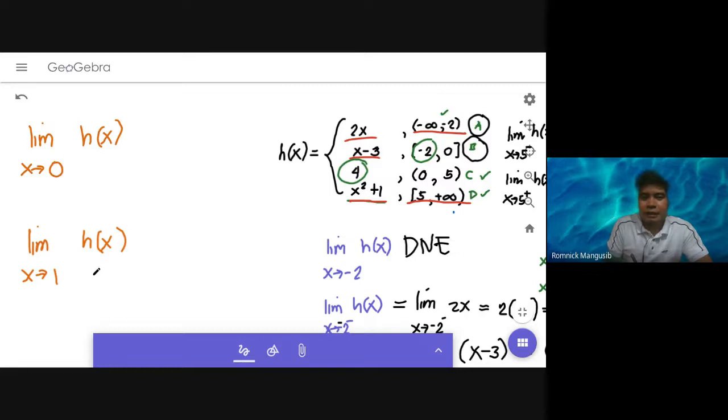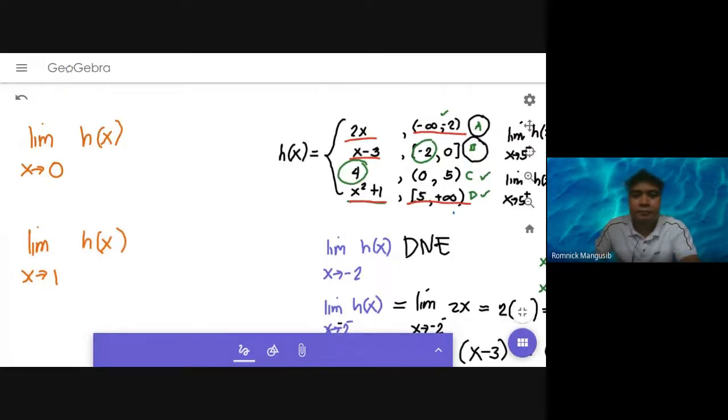Okay? So let's see. 1 minute. And comment your answer. Okay? I'm waiting for your answer and giving you 1 minute before we proceed now to exponential function.